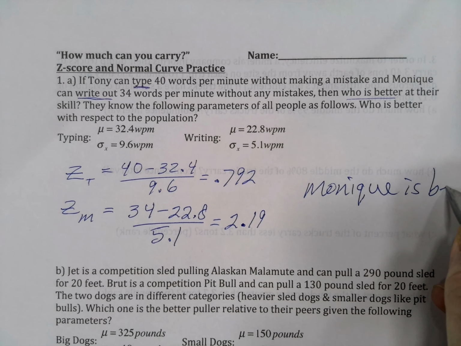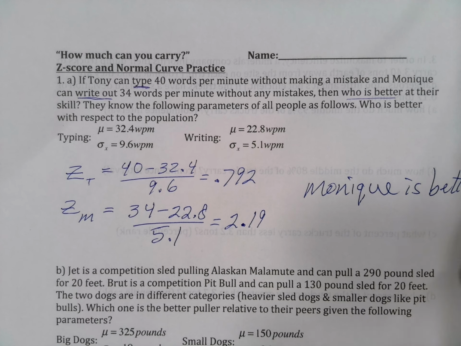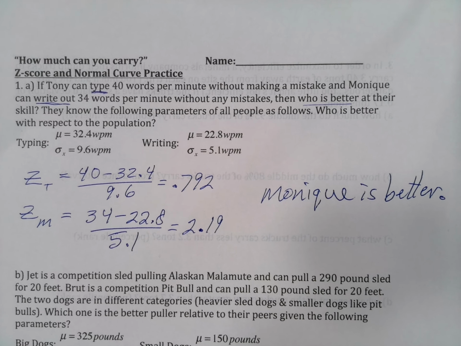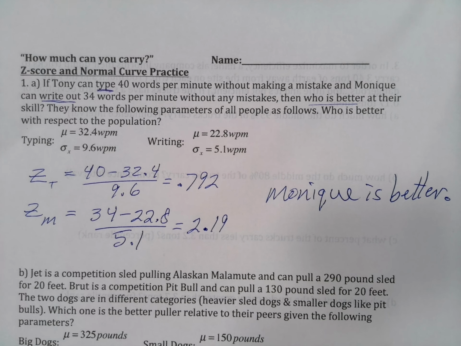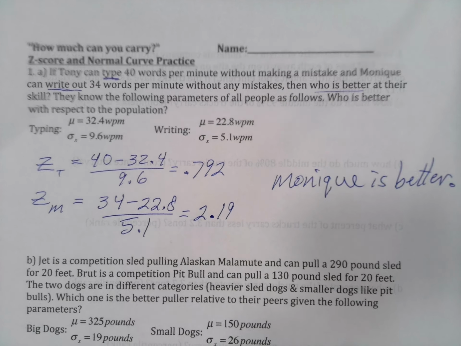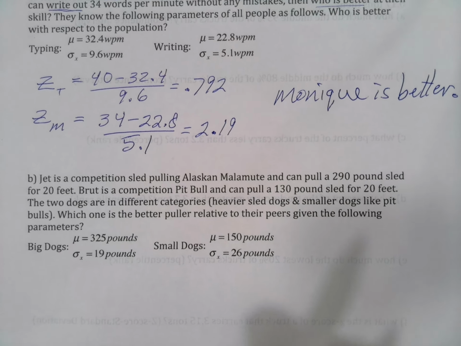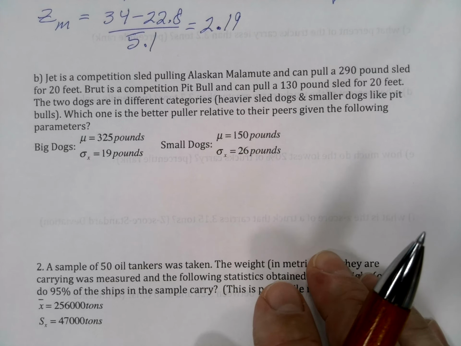Now, just because the z-score is larger doesn't always mean it's better. There are certain situations, like let's say you're racing, like swimming or running, where a smaller value is actually better. Like when you're running, you want to have a low time, right? The faster you are, the smaller your time. So just be wary that sometimes the bigger isn't always the better. All right, part B, same idea.